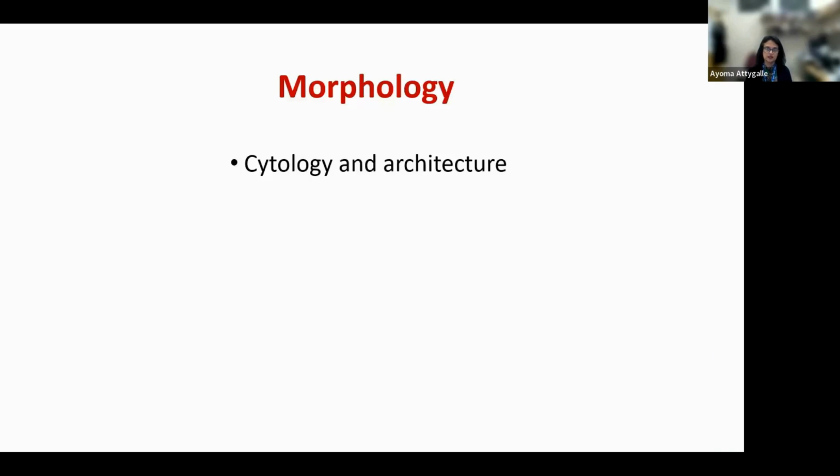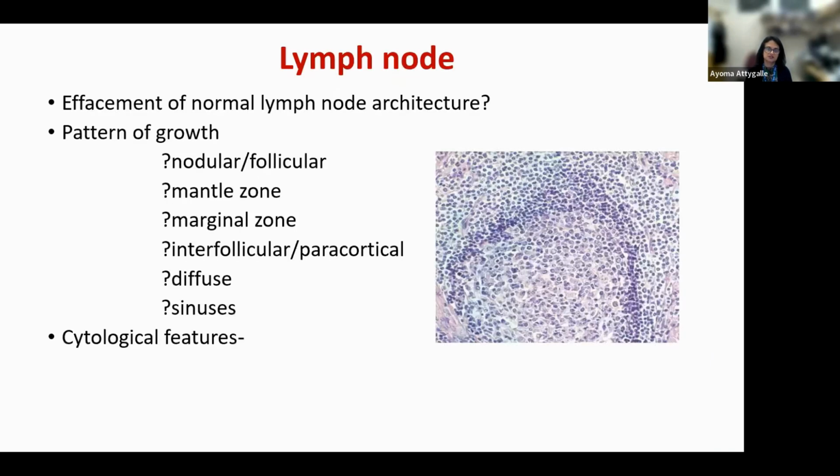So now we go on to cytology and architecture. So the effacement of normal lymph node architecture, is it effaced or not? And as I said, partial or complete. And then we have to also assess the pattern of growth, because the pattern of growth will tell you quite a lot about what the possible diagnosis will be.